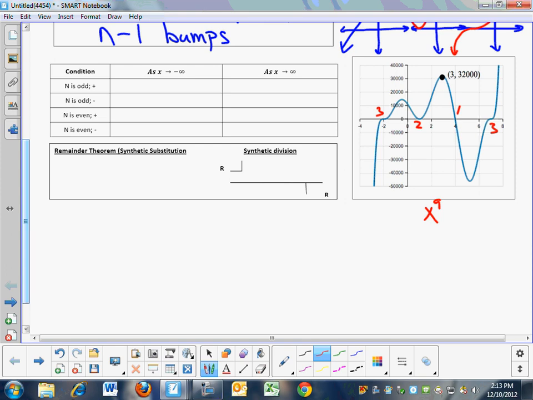Remember, if they're positive, they finish up. If they're negative, they finish down. If they're even, they start and stop in the same direction. If they're odd, they start and stop opposite.